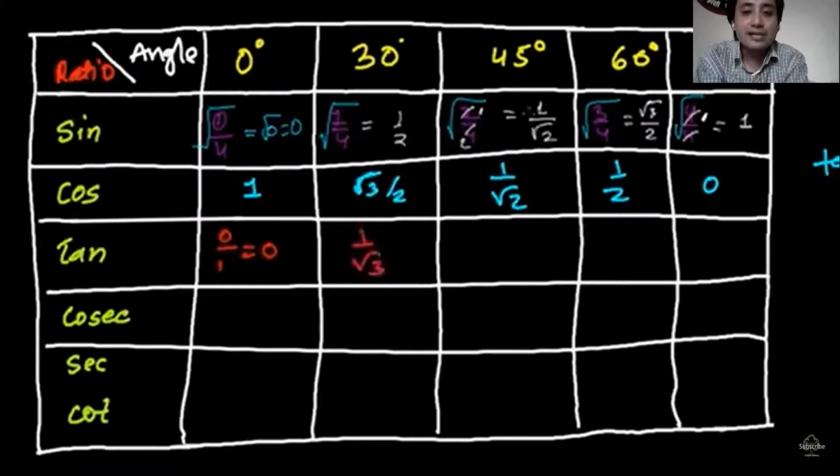So 2 will get cancelled. If we divide 1 by the other, it will be 1 by root 3. Similarly, for 45, sine 45 is 1 by root 2, cos 45 is 1 by root 2. So we get 1. Tan 60 is root 3.